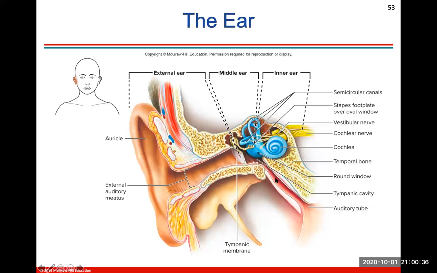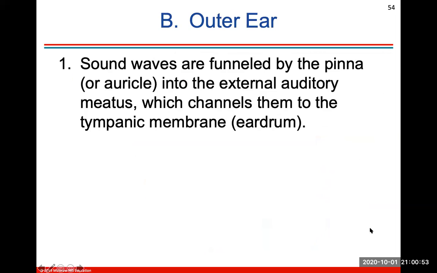The auditory tube just helps to equalize pressure. So when you're in high altitude or in an airplane and you hear your ears pop, what you're actually hearing is your tympanic membrane, your eardrum, popping back into place. And your auditory tube helps with equalizing pressure because it opens into your nasal cavity.